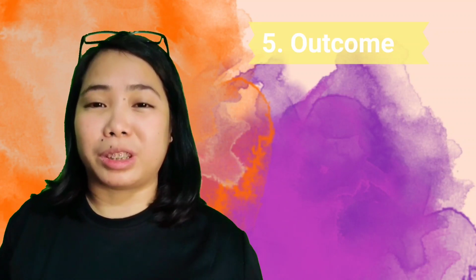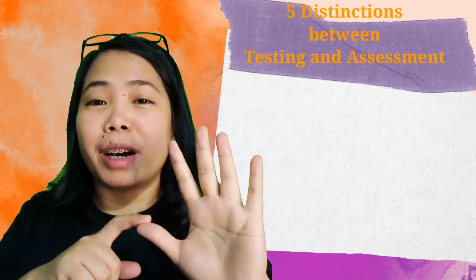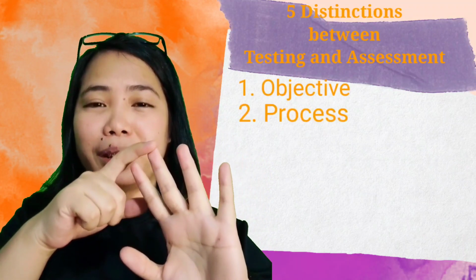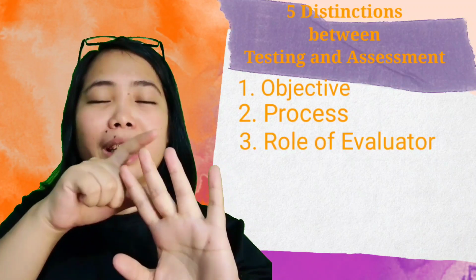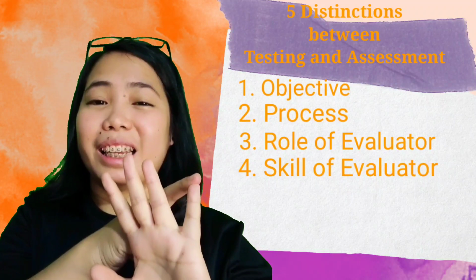on the referral question. So again, the 5 distinctions between psychological testing and assessment are: number 1, objectives; number 2, the process; number 3, role of the evaluator; number 4, skills of the evaluator; and lastly, the outcome.